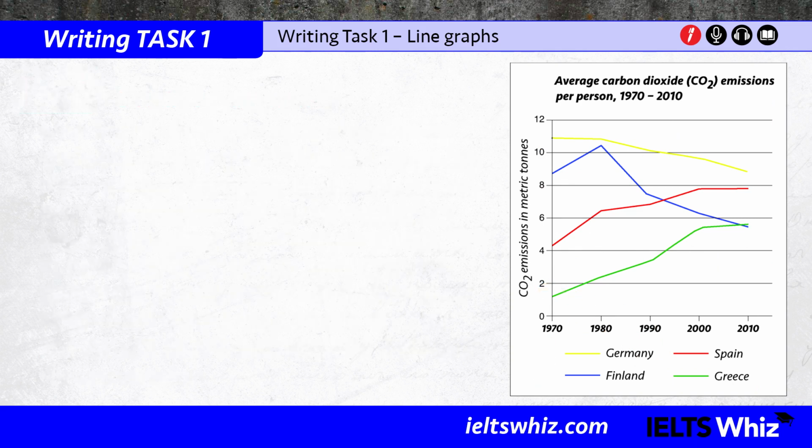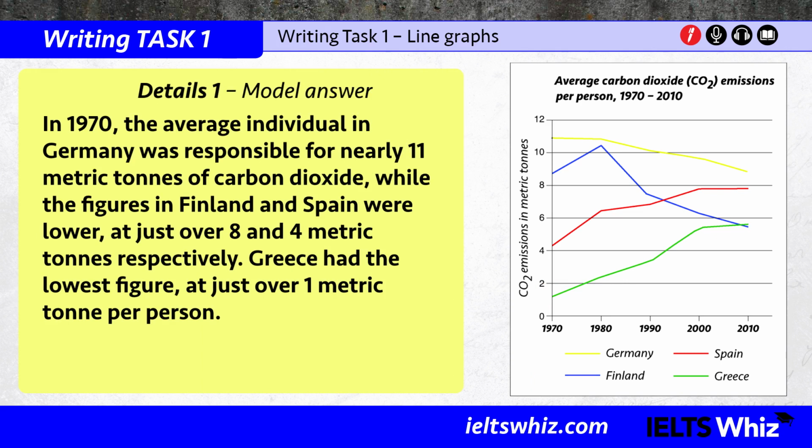So we can write, in 1970, the average individual in Germany was responsible for nearly 11 metric tons of carbon dioxide, while the figures in Finland and Spain were lower, at just over 8 and 4 metric tons respectively. Greece had the lowest figure at just over 1 metric ton per person.